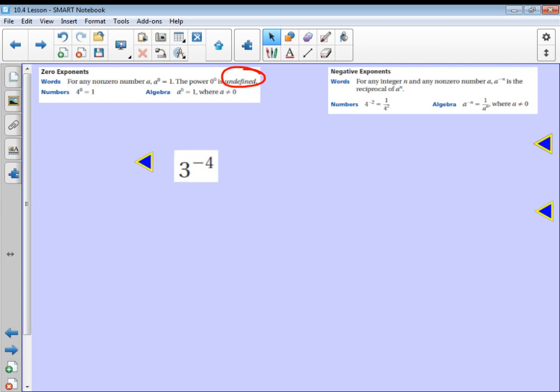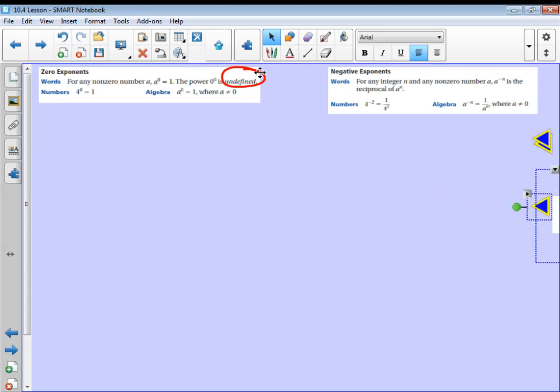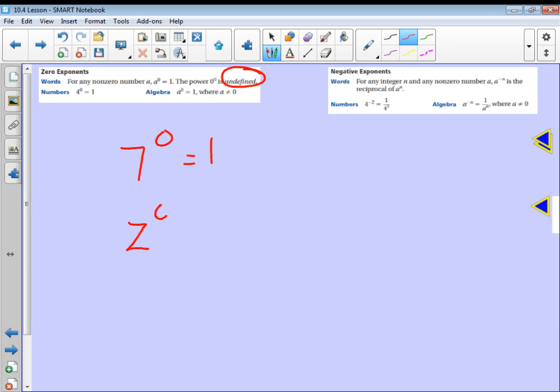Okay, so here we have 3 to the negative 4. Oops, I need my power of zeros here. Okay, so we'll write some up. So let's do like 7 to the power of 0. Well, any number to the power of 0 equals 1. Okay, what if I had z to the power of 0? That would equal 1. So any number to the power of 0 is 1.